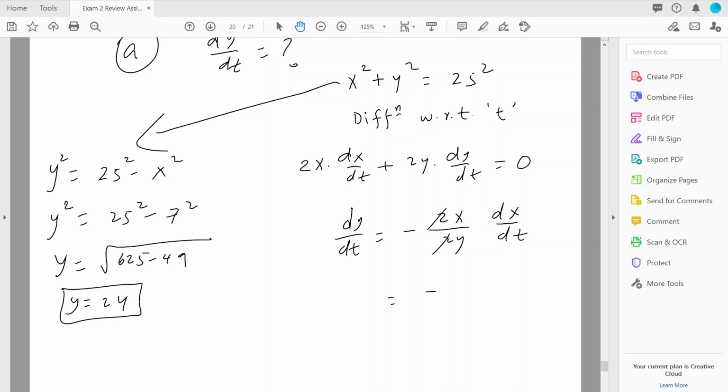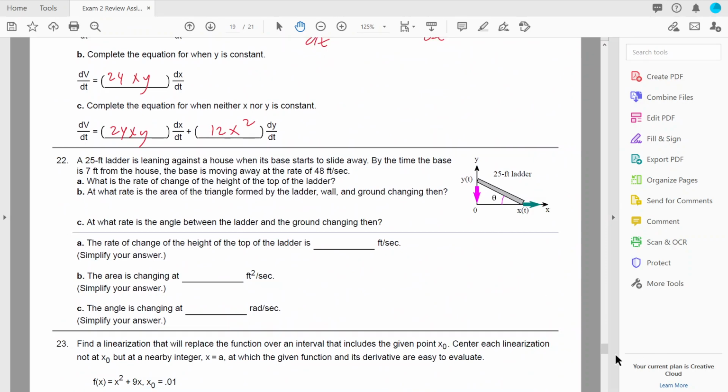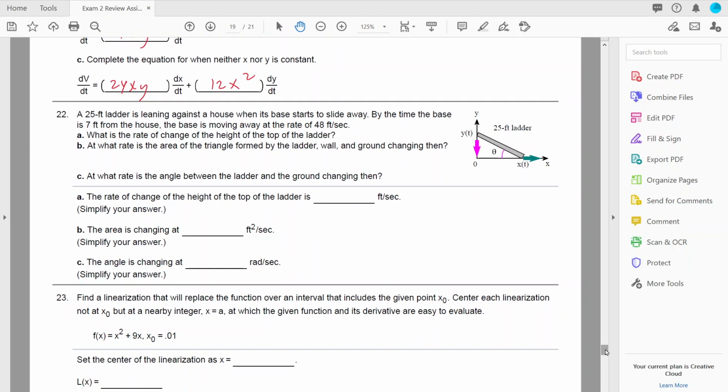So just plug that value here. Negative 7 over 24 times dx over dt, which is 48. 24 times 2 is 48, so that is negative 14 feet per second. The meaning of this negative is the height is going down. The height of the ladder is going down. That's why it should be negative. So that's the answer for the first part.